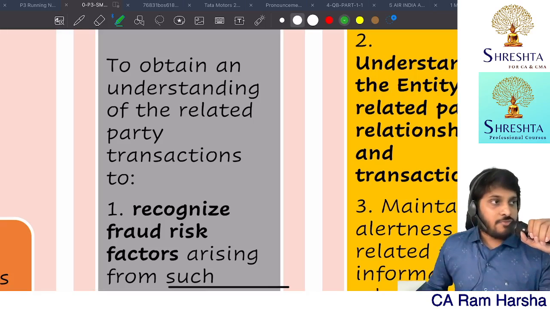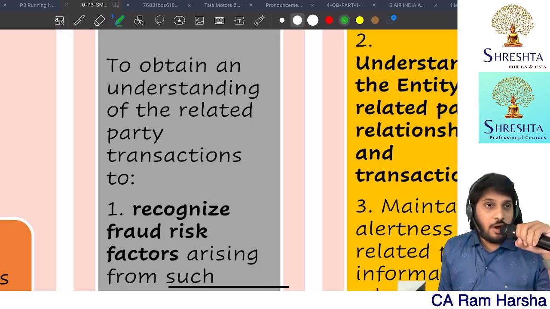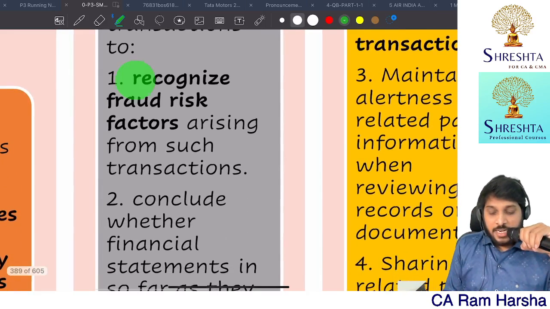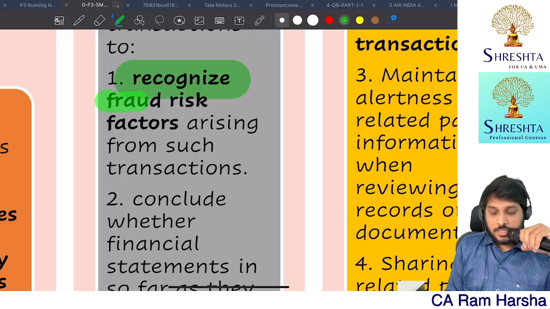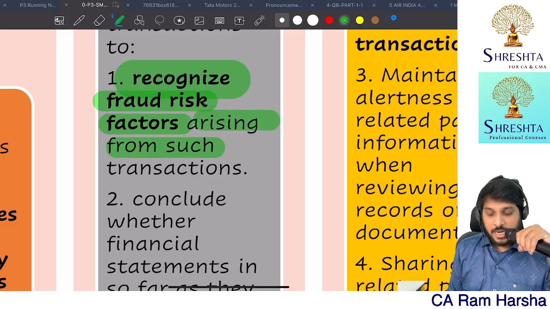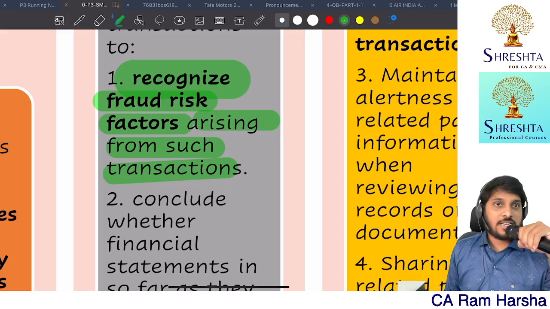The objective of related parties under 550 is to identify fraud risk factors. Identify fraud risk factors arising from such transactions.